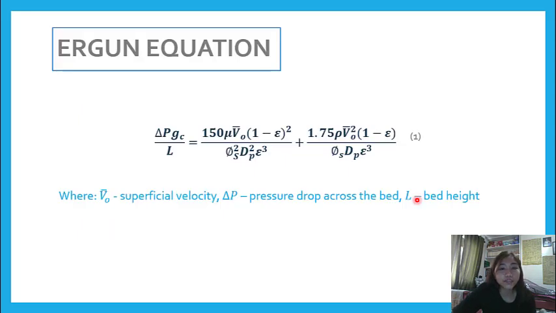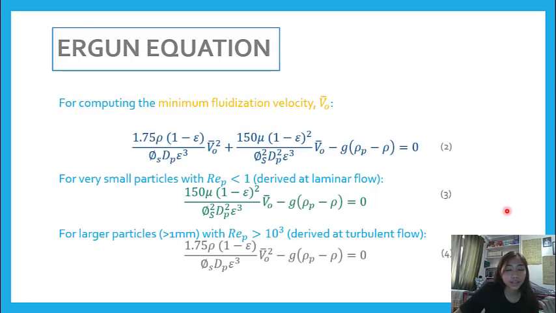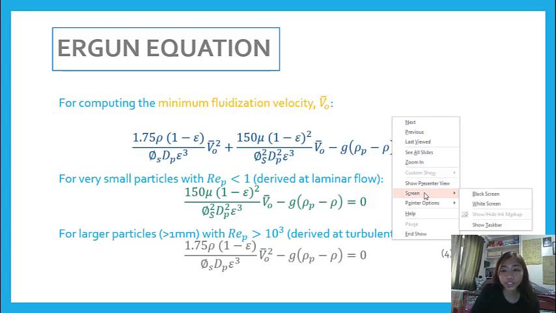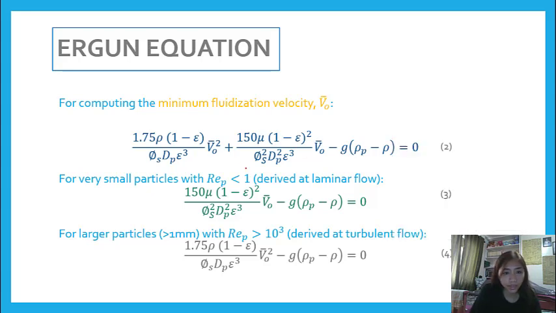Next. So we have the Ergun equation. This is the equation that is usually used for fluidization problems. The Ergun equation, where VO is the superficial velocity, delta P is the pressure drop across the bed, and L is the bed height. For computing the minimum fluidization velocity, we can actually convert the Ergun equation to a quadratic equation.